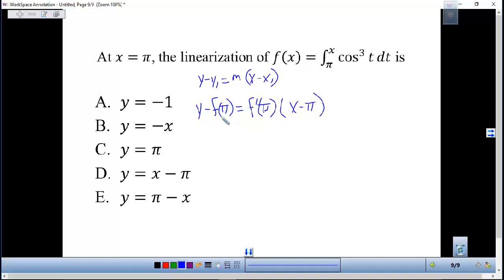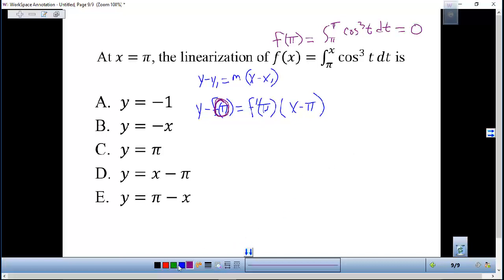So I've already plugged in one piece of information. I've got to find another. So what is f of pi? Well, that means I'm going to plug in, I've got f of pi, which means everywhere I've got an x, I'm going to put in a pi. So I'm doing the integral from pi to pi of cosine cubed t dt. Now, here's the thing. If we're finding the area under the curve, we're going from pi to pi, there is no width to it, so that means that this has to equal 0. So that means we have y minus 0 right here. And then we have to find the derivative of that thing evaluated at pi.